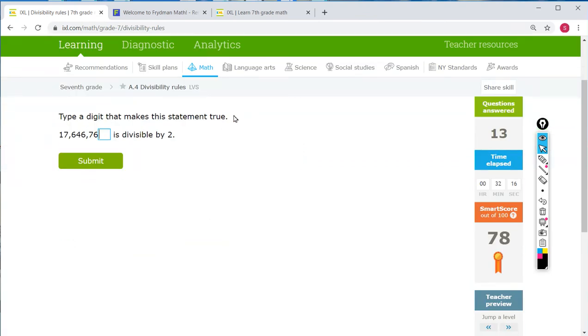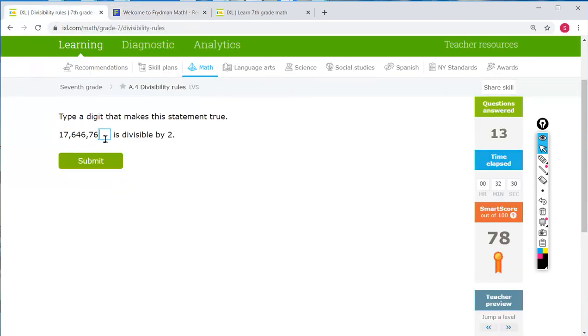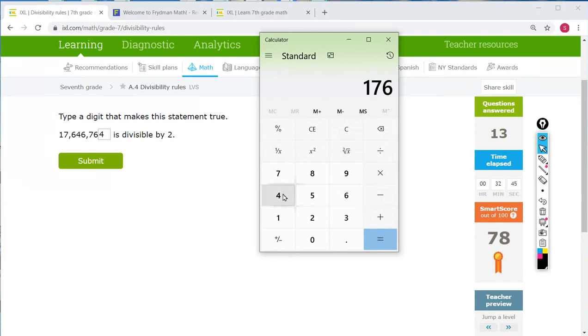Type a digit that makes this statement true. This number with some digit at the end is divisible by 2. Well, to see if a number is divisible by 2, we know that it has to end in a 0, 2, 4, 6, or 8. So if I want to make sure that this number is divisible by 2, I can just type in one of those numbers. So why don't I type in 4? And then I know that this number would be divisible by 2. And again, we can check that pretty easily. 17,646,764 divided by 2 would give us a whole number, which is what we want here for divisibility.